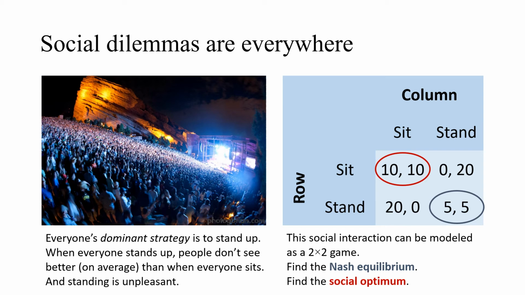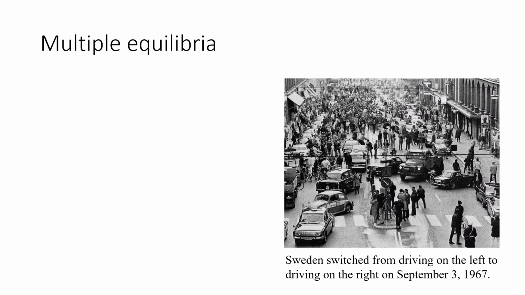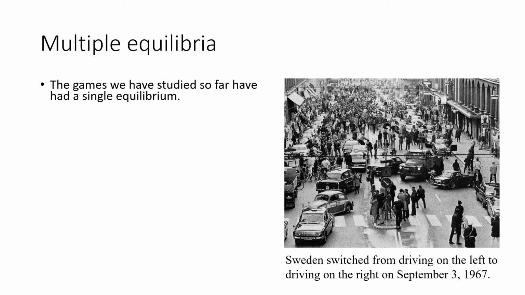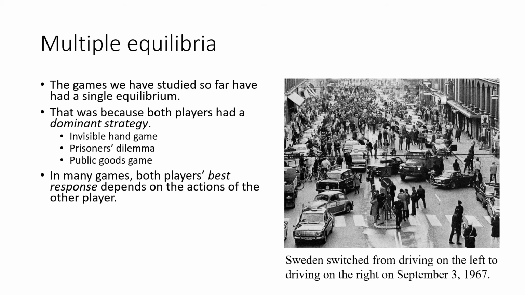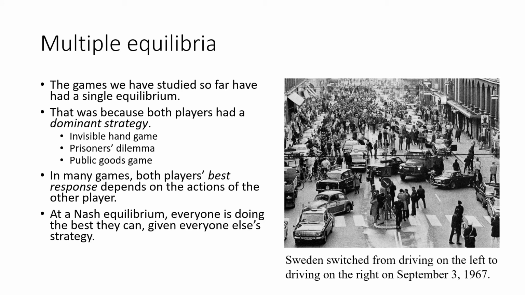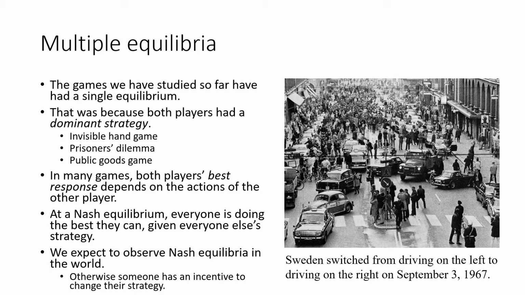After we have talked about all these social dilemmas, now we can talk about multiple equilibria games. The games we have studied so far have had a single equilibrium. That was because both players had a dominant strategy. In the Invisible Hand game, in the Prisoner's Dilemma, and in the Public Goods game, we all had one single equilibrium. In many games, both players' best response depends on the actions of the other player. At a Nash equilibrium, everyone is doing the best they can, given everyone else's strategy. We expect to observe Nash equilibrium in the world. Otherwise, someone has an incentive to change their strategy.